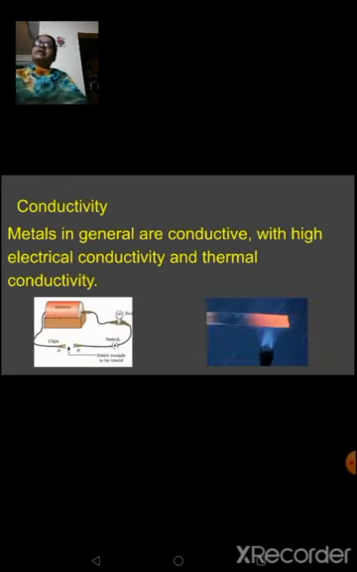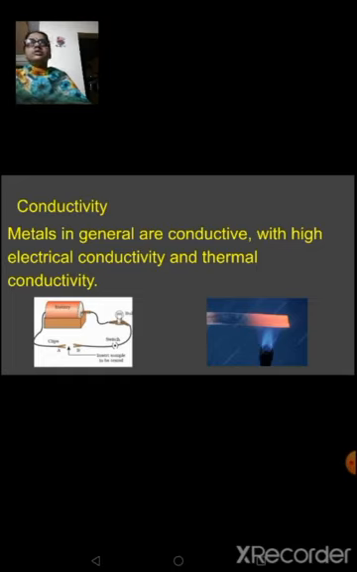Next, conductivity. You have learned in your physics about conductors, resistors and all. Metals in general are conductive in nature. That means they can allow electric current to pass through them, and they can also withstand a huge amount of heat and allow heat to pass through them. Amongst metals there are also exceptions which are poor conductors of heat and electricity. Since this property, conductivity, is shown by these metals, we are using them for making our electrical wires, like copper is chosen there.